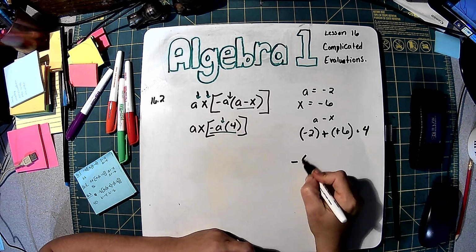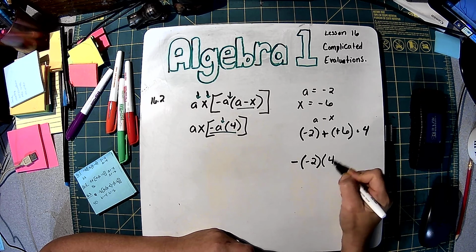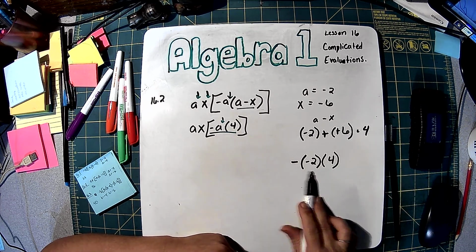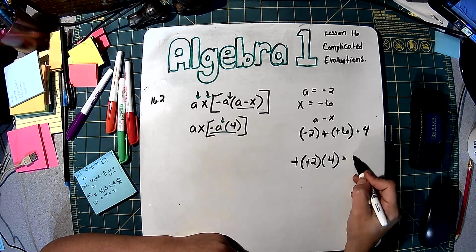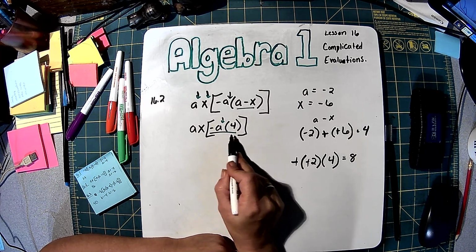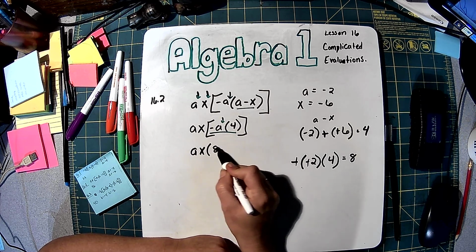Negative a, which is negative 2, times 4. Okay, see, there's my negative, a, which is negative 2, times 4. These are going to cancel, and I'll get 2 times 4 is 8. So everything inside this bracket right here, what I've underlined in green, is going to equal 8. So now I have ax times 8.